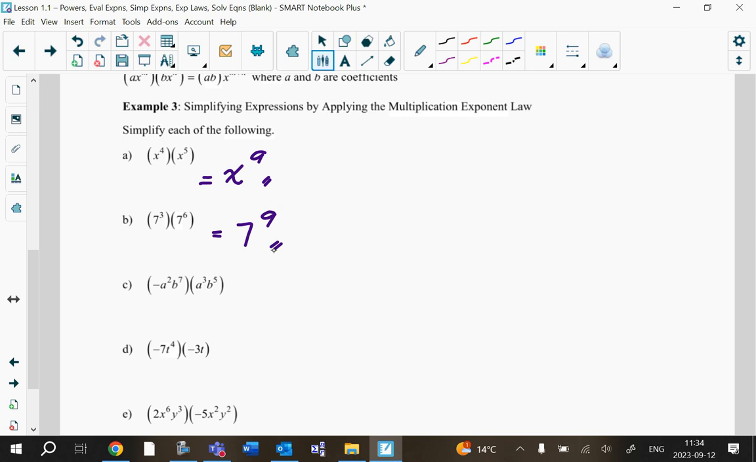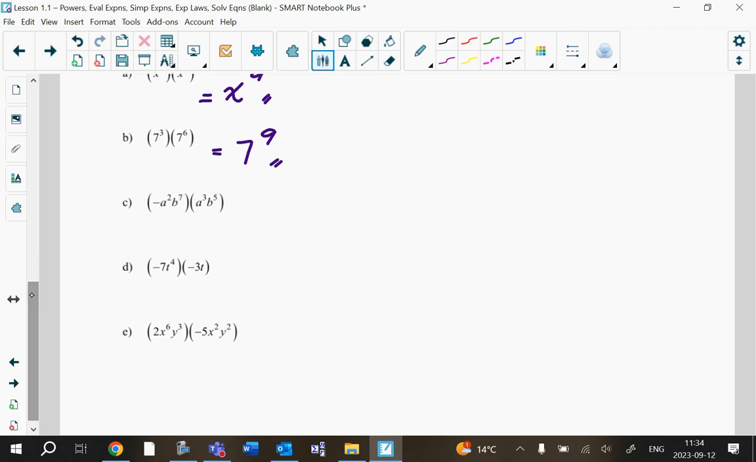We could have more than one variable with exponents here. Remember, just think of this negative as -1: a squared, b to the 7th times a to the 3rd, b to the 5th. Well, our answer is going to be negative because we got a negative times a positive. When I multiply the powers of a together, what do I get? a to the power of 5. When I multiply the b's together, b to the 12th.